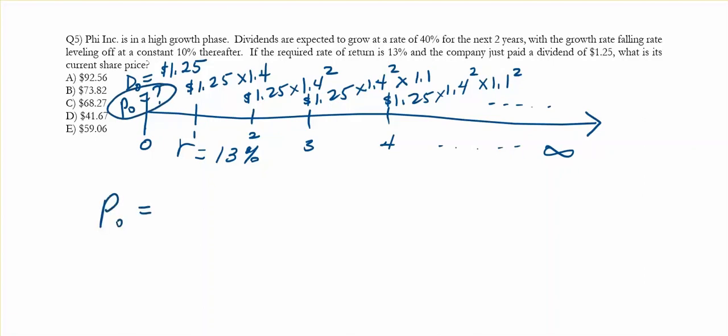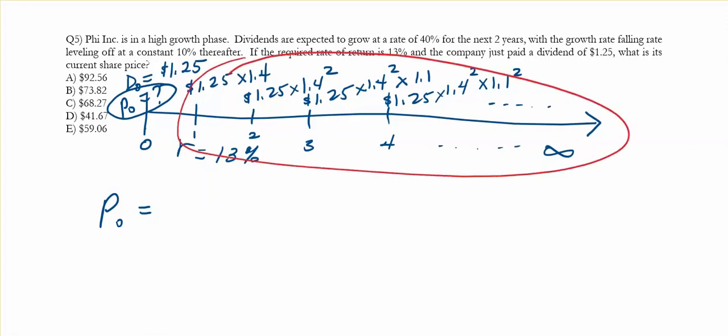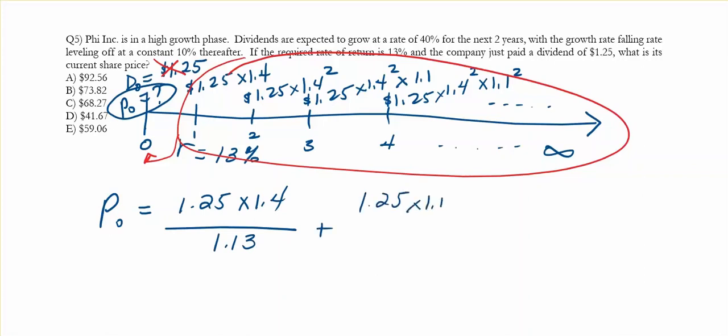Remember, when you calculate the price of year 0, we're going to use all of this to get the value here at year 0. We are not going to use the year 0 dividend when we calculate the PV. So the year 1 dividend is 1.25 times 1.4. Discount that back at 13%. Year 2 dividend, discount that back by 2 years at 13%.